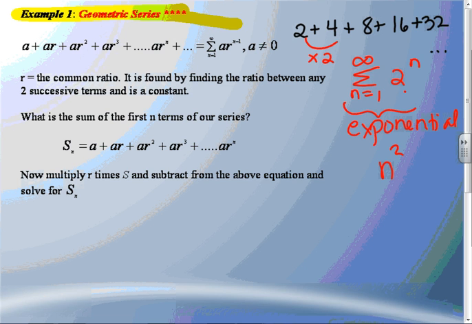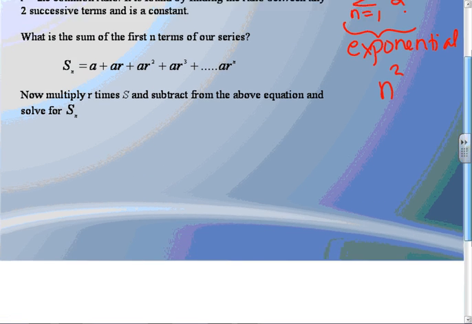Well, I'm going to prove what the sum of this is. Can I change my background? No, I don't like the background.